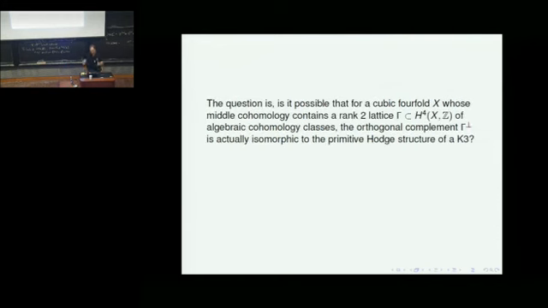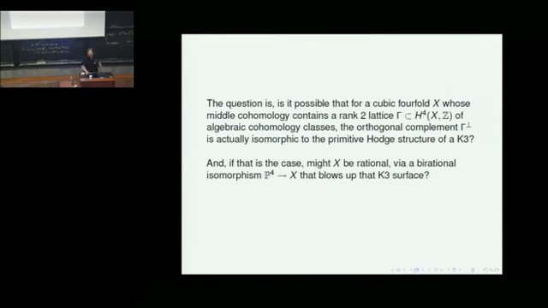So the question is, if we have such a cubic fourfold, and we're assuming now that the middle dimensional cohomology has a rank 2 lattice of algebraic cohomology classes, is it possible that the orthogonal complement of that rank 2 lattice is, in fact, the primitive Hodge structure of a K3? And finally, if that is the case, is it possible that this cubic fourfold is in fact rational via a map that at some point blows up the K3 surface?